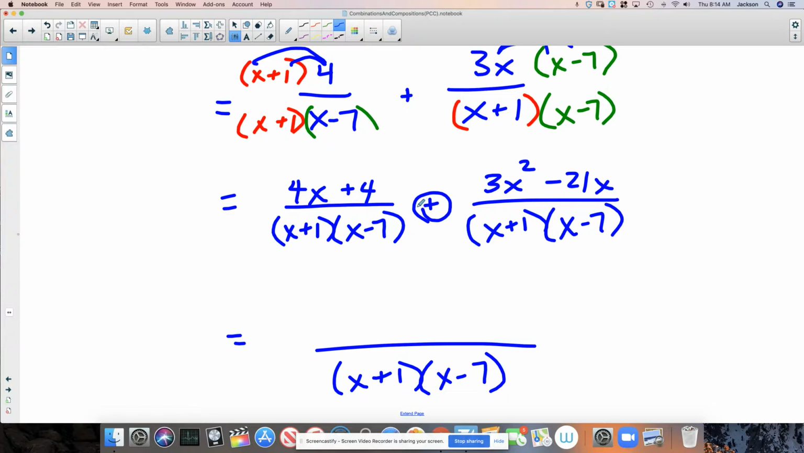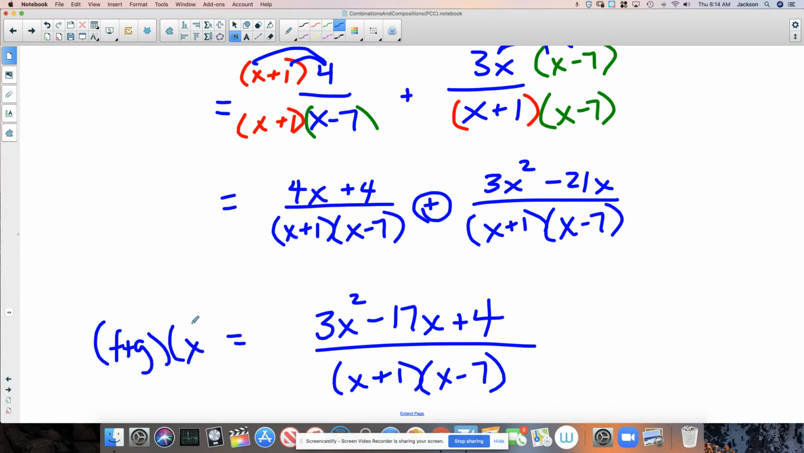When we get to subtraction here in a second, we'll talk about what that looks like. Okay. But for right now, all of these terms don't change any of their values. So it's just 3x squared, negative 21x and a positive 4x is negative 17x plus 4. Okay, so we end up with our function f plus g of x, and it looks like this horrible looking thing.